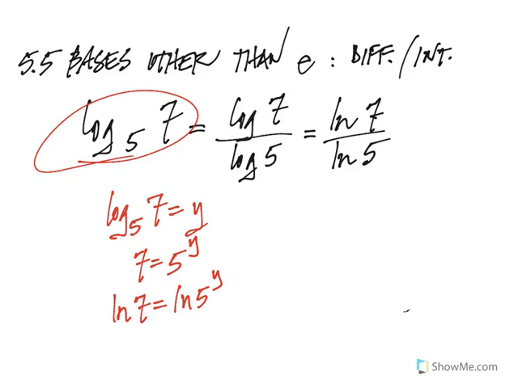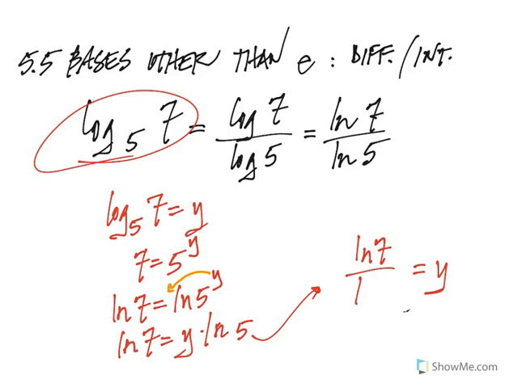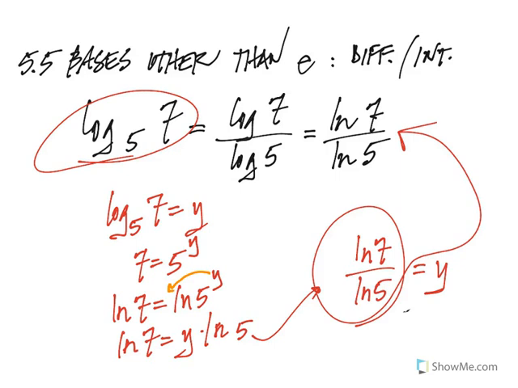I can then use properties of logs to move this y to the front. This will then give me the natural log of 7 is equal to y times the natural log of 5. And then, of course, I can divide through by the natural log of 5, and I get y is equal to the natural log of 7 over the natural log of 5, which is what we knew it would be using the base change formula. Now, again, I realize you can just plug this into your graphing calculator, but this process of using the base change formula is important in developing many of the formulas you're going to see in this section.